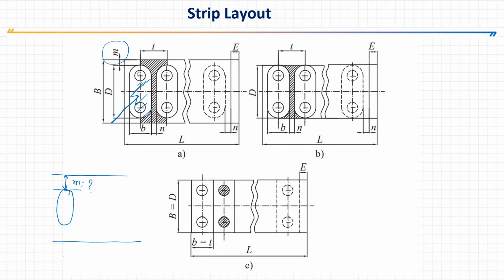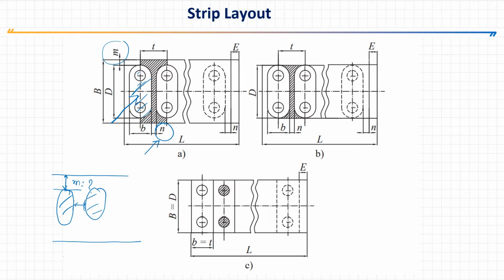Next, suppose here we have the orientation for one blank, and we have another blank here. The distance between one edge of the first blank and the edge of the second blank is n. How we have to calculate the value of n, we will see here.